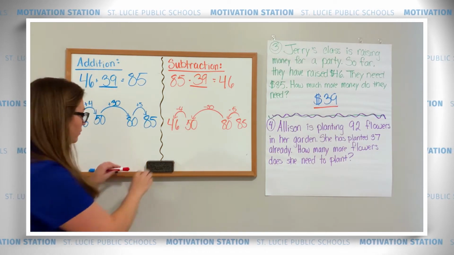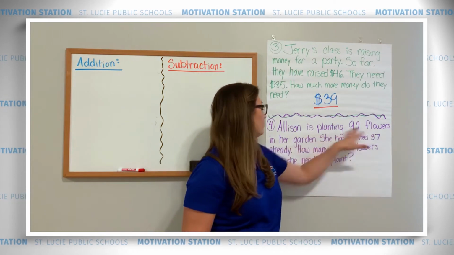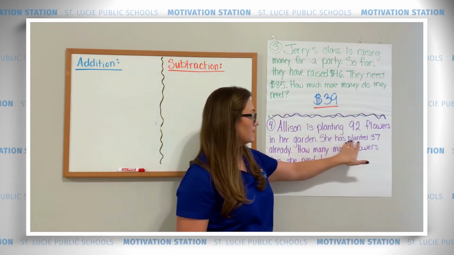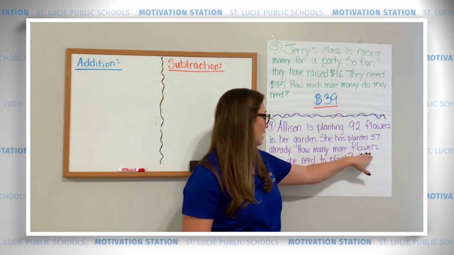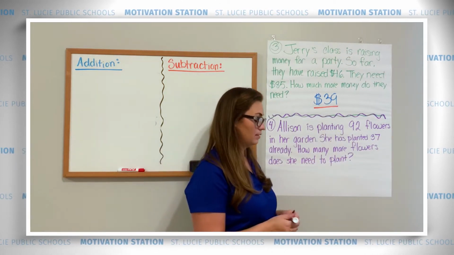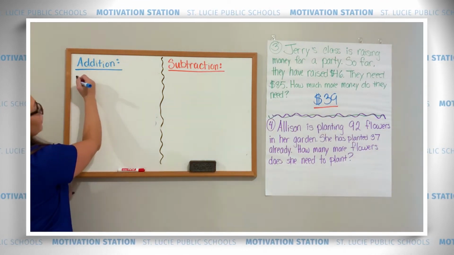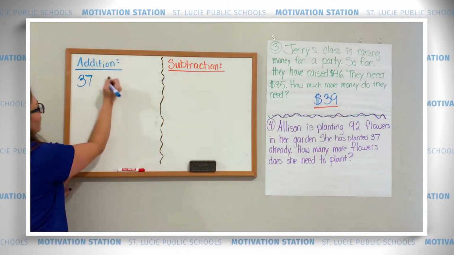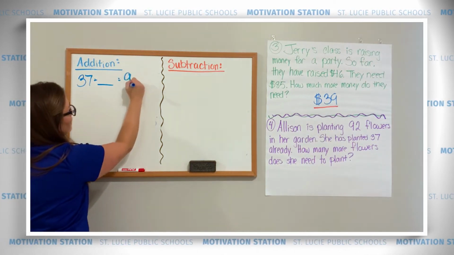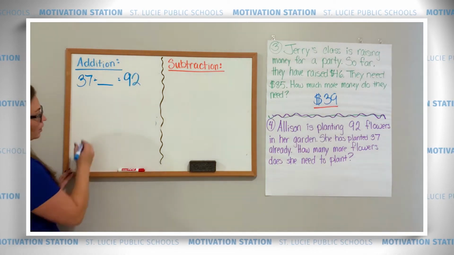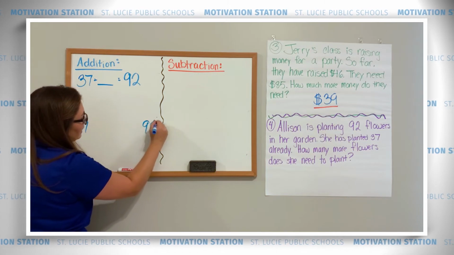Let's take a look at number 4. For number 4, it says, Allison is planting 92 flowers in her garden. She has planted 37 already. How many more flowers does she need to plant? For addition, we know that she has 37 planted already. She needs to plant more so that she has planted her full 92 flowers. So we're going to start at 37 and we're going to 92.